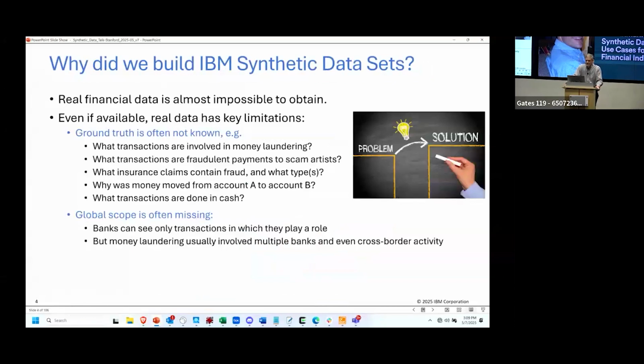And so continuing on the theme of why we built IBM synthetic data sets, real financial data is almost impossible to obtain. If you're a large bank and you actually have transaction data, or an insurance company and you've got that sort of data, you don't want to give it out for really two key reasons. One is competitive advantage. You don't want your competitors to know, say, how your loans are doing or how much people actually hold in your accounts. And of course, even if they could give that out or didn't mind, there are huge privacy problems. So of course they're not going to do that. And so it's really almost impossible to get good data.